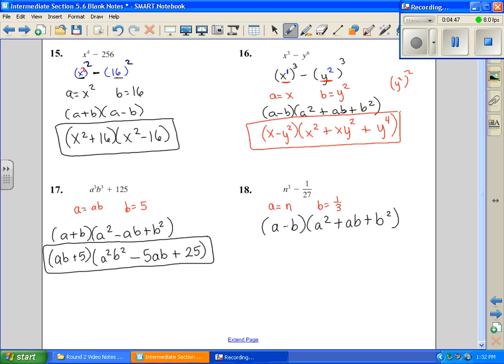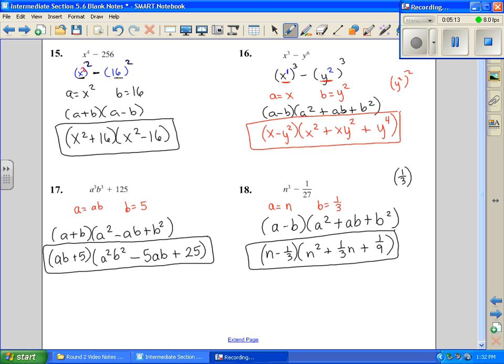Okay, now I want to substitute those values in, so I'm going to have n minus 1/3, n squared plus 1/3 n, plus 1/9. 1 squared is 1 and 3 squared is 9. If that was hard for you, see I took 1/3 and I squared it. 1 squared is 1, 3 squared is 9, so that's where that came from, if you needed to see that.